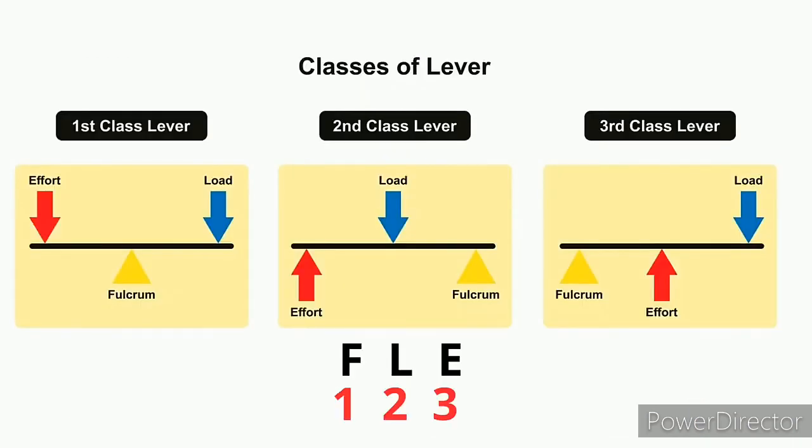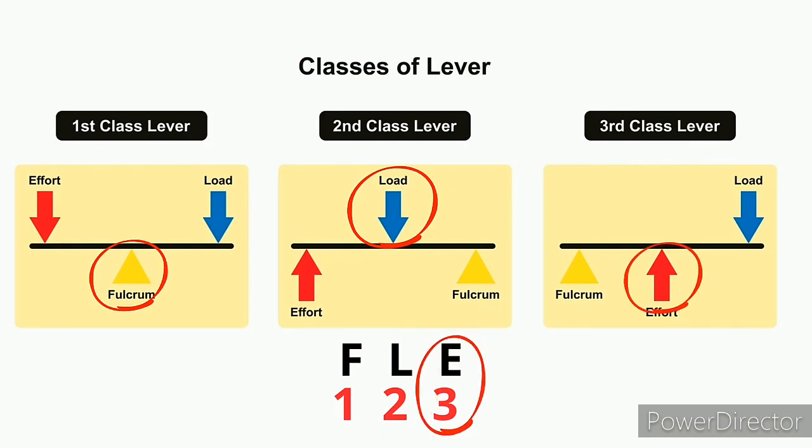So with a first class lever, the 1 is under the F, so a first class lever has the fulcrum in the middle. A second class lever is under the L, so a second class lever has a load in the middle. And the third class lever, which lines up with the E, has the effort in the middle.